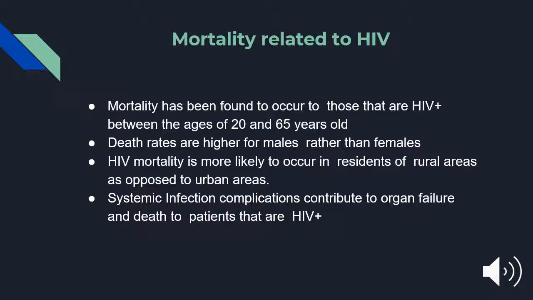Mortality has been found to occur in those that are HIV positive between the ages of 20 and 65 years old. Death rates are higher for males rather than females. HIV mortality is more likely to occur in residents who live in a rural area as opposed to urban areas. Systemic infection complications contribute to organ failure and death in patients that are HIV positive.